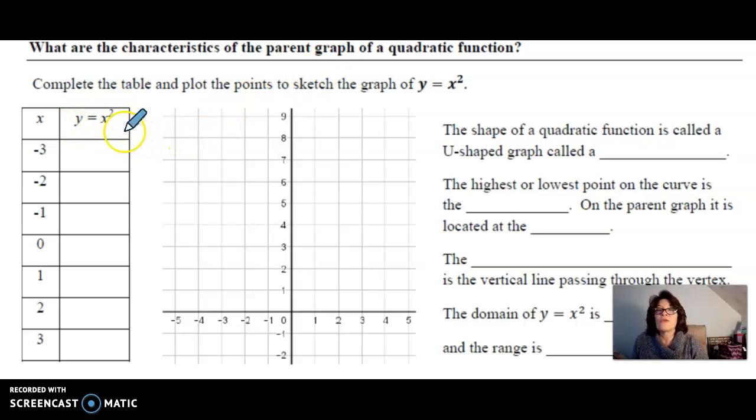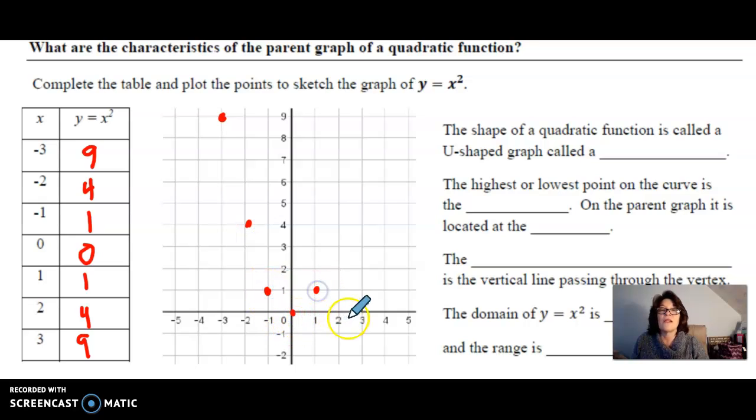Y equals x squared. That means whatever x is, I'm squaring it. -3 squared is +9. -2 squared, -2 times -2, is +4. -1 squared, -1 times -1, is +1. 0 squared is 0, 1 squared is 1, 2 squared is 4, 3 squared is 9. So if I graph those: -3, 9; -2, 4; -1, 1; 0, 0.